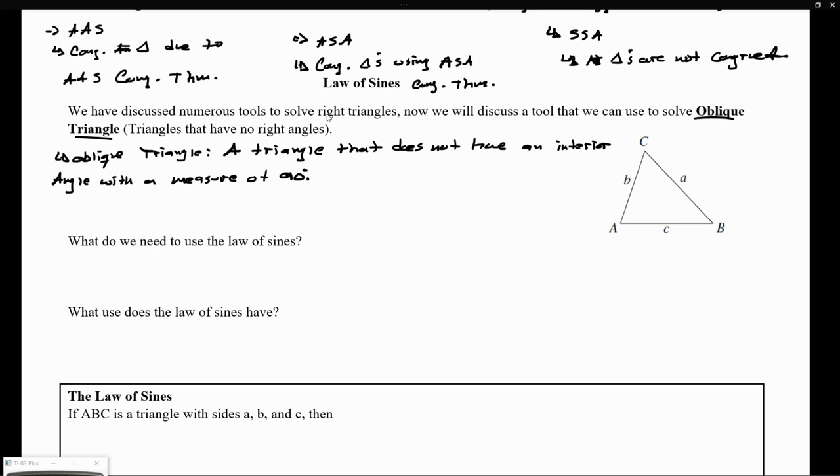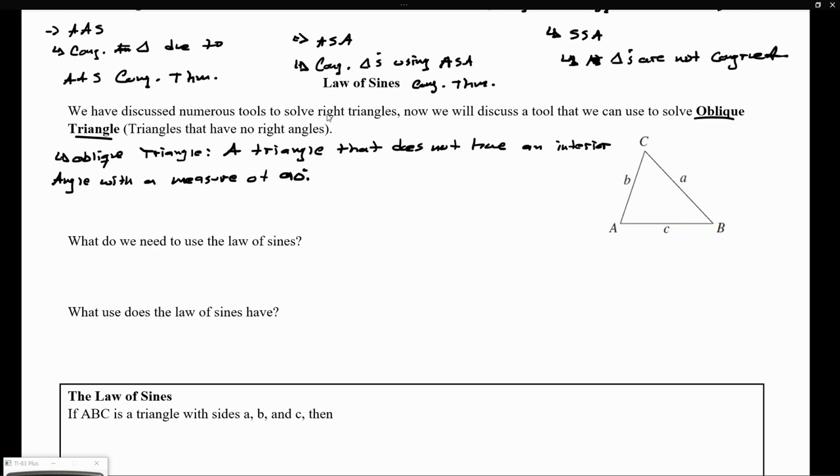Because if it has an interior angle whose measure is 90 degrees, then we call that a right triangle. So an oblique triangle is pretty much a triangle that is not a right triangle, because it just doesn't have an interior angle of 90 degrees. So keep that in mind.